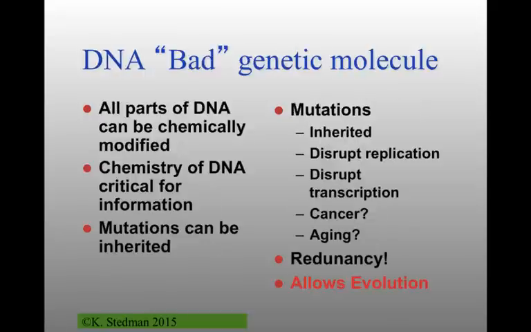So DNA is incredibly susceptible to chemical modification. And since all of the information in DNA has to do with the chemistry, because it's all about the hydrogen bonds that are present in the middle of the structure, if you have chemical modifications, you're changing that genetic material. So it's a real problem.